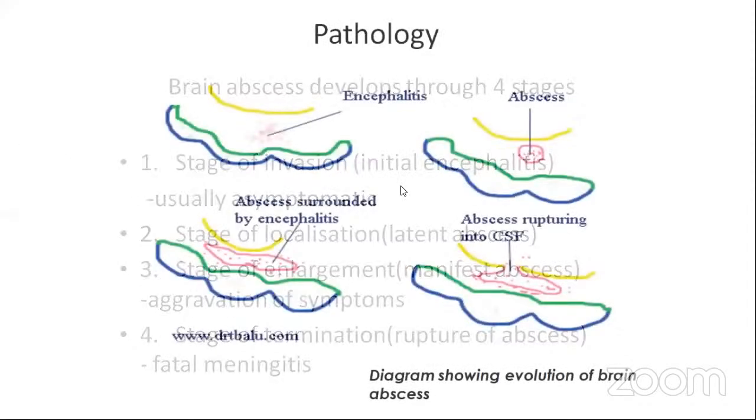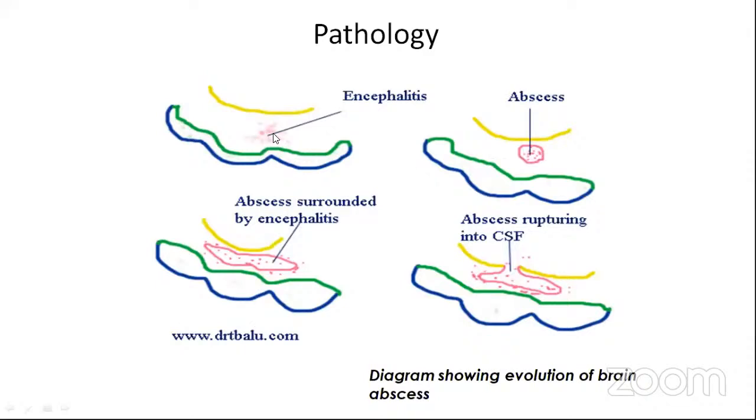So this is a diagram showing first the stage of encephalitis, then the stage of localization, with formation of an abscess, and then edema occurs, and the abscess is surrounded by encephalitis. Finally there is a rupture of the abscess, and the pus spreads into the subarachnoid space or into the ventricle.